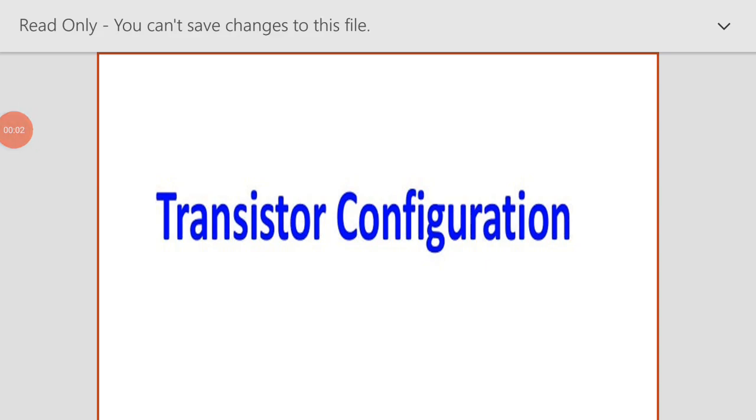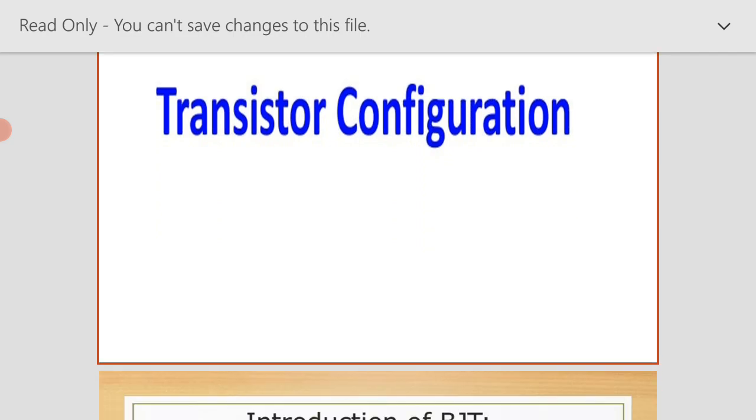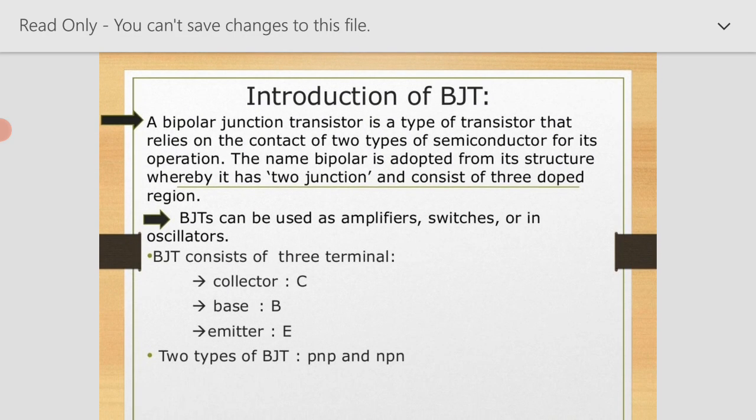Hello to all. In this video lecture, we will see transistor configuration. First we see the types of transistor. What does transistor mean? The transistor is used for current and voltage amplification. The types of transistor are UJT and BJT. UJT means unijunction transistor and BJT means bipolar junction transistor.